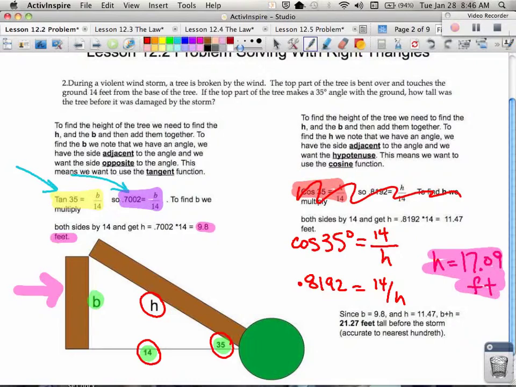In order to find my answer, I put those two pieces together. So I have 9.8 plus the 17.09 for a grand total of 26.89, and don't forget this was in feet. That was the total length of that tree when it would have been standing upright.